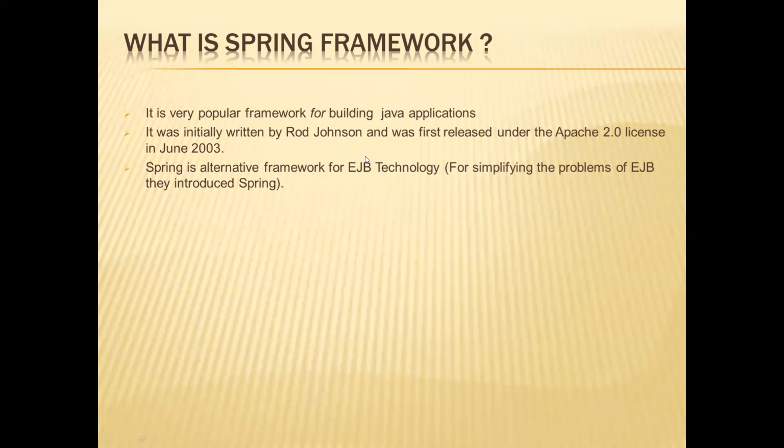EJB technology is very heavyweight. Without a server you cannot work; it's completely dependent. Without a Tomcat server you cannot build the application. Due to these problems with EJB technology, Spring was introduced. One point you need to remember: whatever concepts you learn in the Spring framework are completely copied from EJB technology. On top of EJB, they simplified it as the Spring framework.